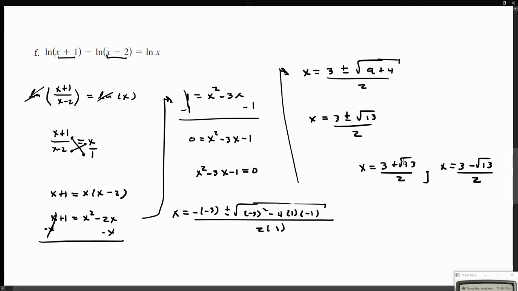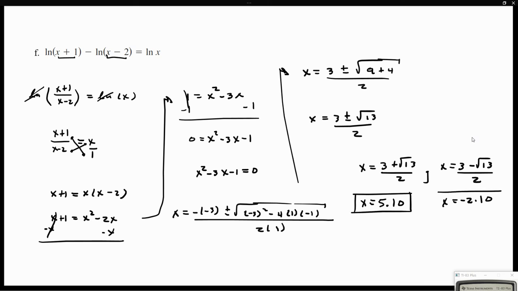Now, if we compute this expression using our graphing calculator, we're going to end up with x equals 5.10. And if we were to compute this other expression using our graphing calculator, we would get x equals negative 2.10. So we got two solutions, apparently. And what do I mean by apparently? Because now let's figure out which one is true.